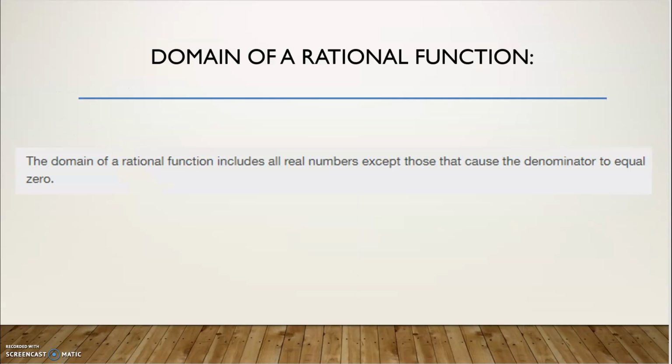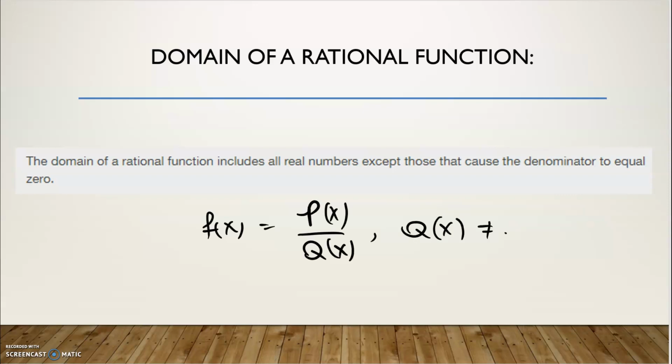Okay, now let's look at the domain of a rational function. So the domain of a rational function includes all real numbers except those that cause the denominator to be 0. And that's what we were talking about when we were looking at this right here. And we said that, hey, q of x cannot be 0 because then I would have some number divided by 0 and that will be undefined. So whatever makes this polynomial 0, we have to exclude from the domain of the rational function.